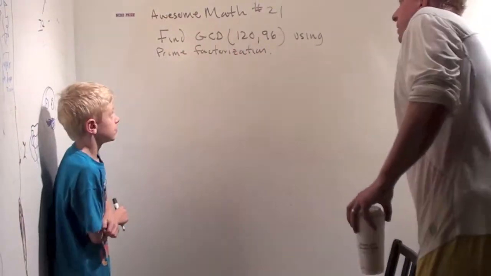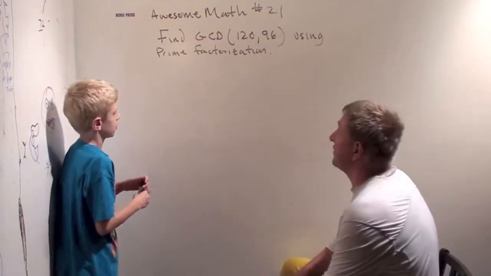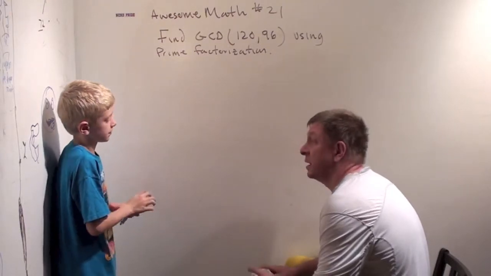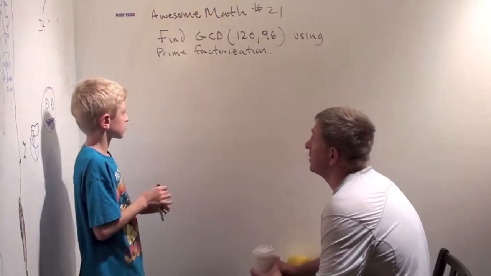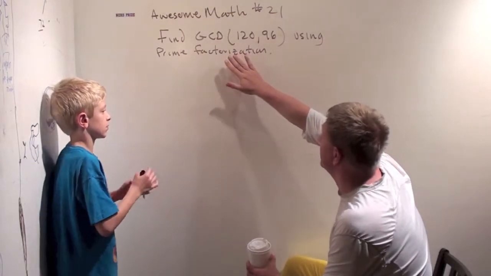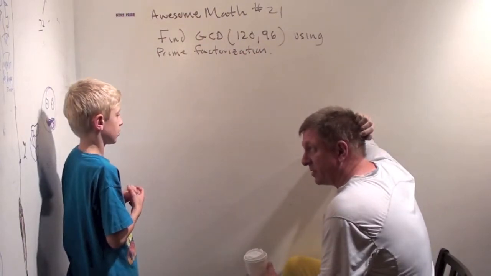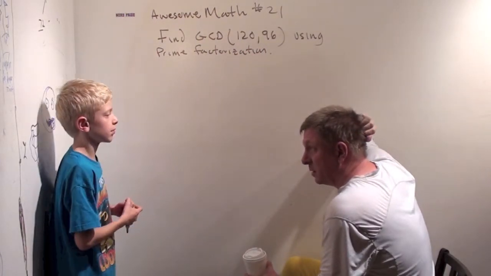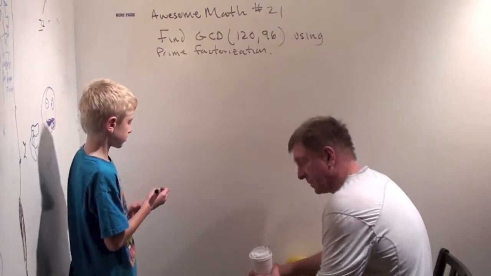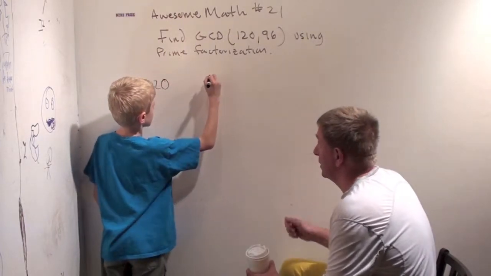Awesome Math number 21. So today we learned about how to find the greatest common divisor using factoring. It was much like yesterday, when we talked about the least common multiple using factoring. Today we're going to find the greatest common divisor using factoring. We'll do this problem, one of the examples: the greatest common divisor of 120 and 96. How are we going to do that? Well, first we have to factor 120 and 96.